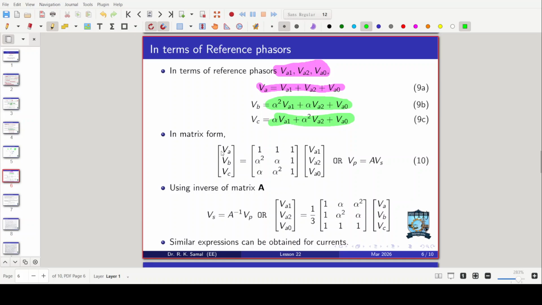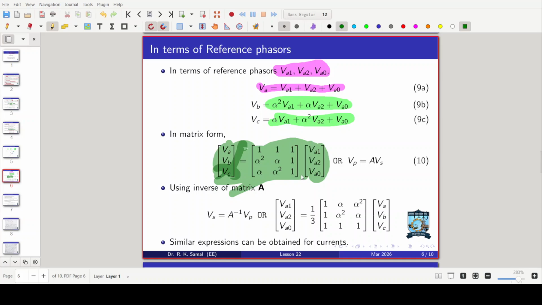And in matrix form, all of you are advised to write down this matrix. In matrix form, the sequence network is given by this equation. VA, VB, VC is equal to the matrix with rows 1, 1, 1; alpha square, alpha, 1; alpha, alpha square, 1, multiplied by VA1, VA2, VA0. So in terms of the positive, negative and zero sequence components of the reference phasor, we can find any general voltage VA, VB and VC by using this matrix.